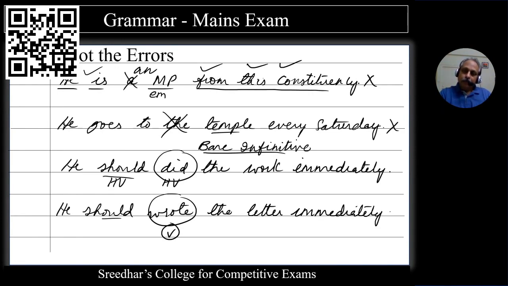Any verb has 5 forms like your 5 fingers: basic form or infinitive, present, past, past participle, present participle. What is the basic form? To plus verb. And without to, it is called bare infinitive. So here it is in the past, wrong. Here, he should do the work immediately. This is the basic form without to, we call it bare infinitive. It is not the present form. He should write the letter immediately. This write is not the present form. It is a basic form without to, and we call that bare infinitive.